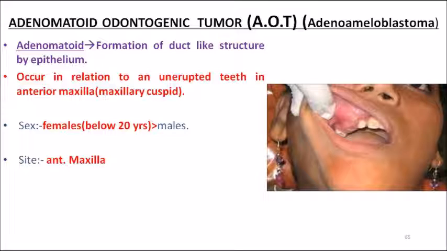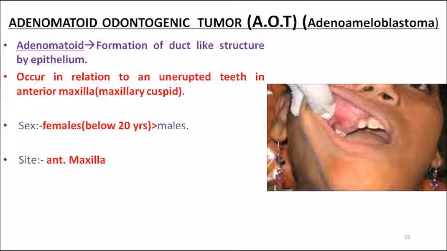Clear? And it mainly occurs in relation to an unerupted tooth, mainly in the anterior maxilla. In that clinical picture, can you see that lady with a swelling in the anterior maxilla, and there is an unerupted tooth in that area. So it occurs mostly in relation to an unerupted tooth. Mostly the tooth will be a canine, and mainly the lesion is seen in the anterior maxillary region. So with the location you have to relate and study.